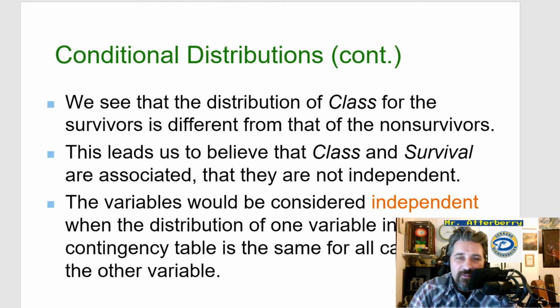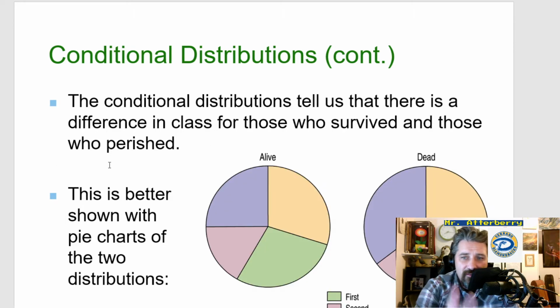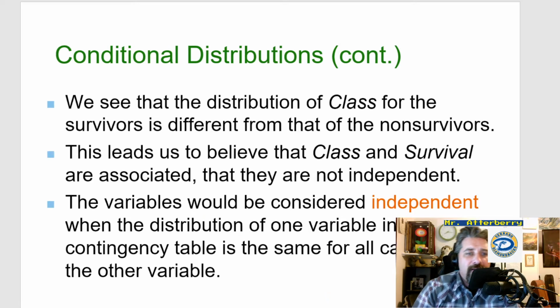Okay, so as I was mentioning before, we see that the distribution of class for the survivors is different from that of the non-survivors. It just looks different. Look at those two charts. They're different. This leads us to believe that class and survival are associated, that they are not independent. That they are dependent, that they have an association. That there's an association between what class ticket you had and if you survived.